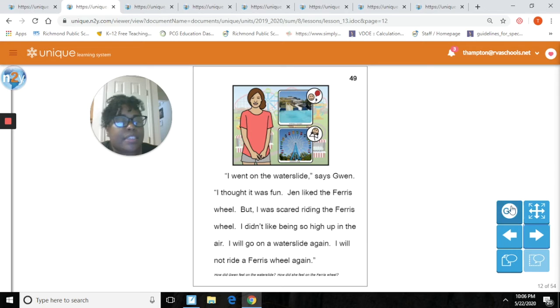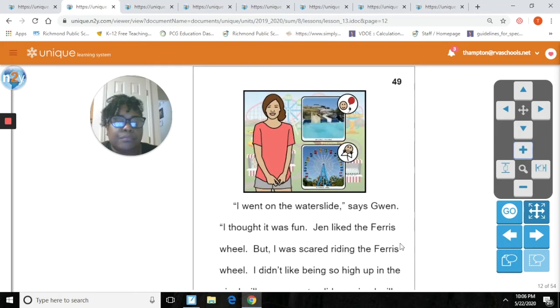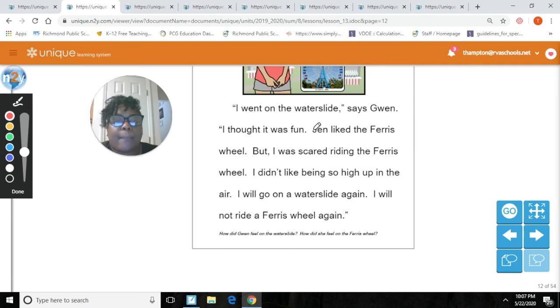Okay, let's see what our focus question says. And it says here, how does Gwen feel on the water slide? How does she feel on the Ferris wheel? So we have to go to the part of the sentence that talks about the water slide and the Ferris wheel. Okay, so here's Gwen, and she says, I thought it was fun. So now Gwen says she went on the water slide. So how does she feel about the water slide?